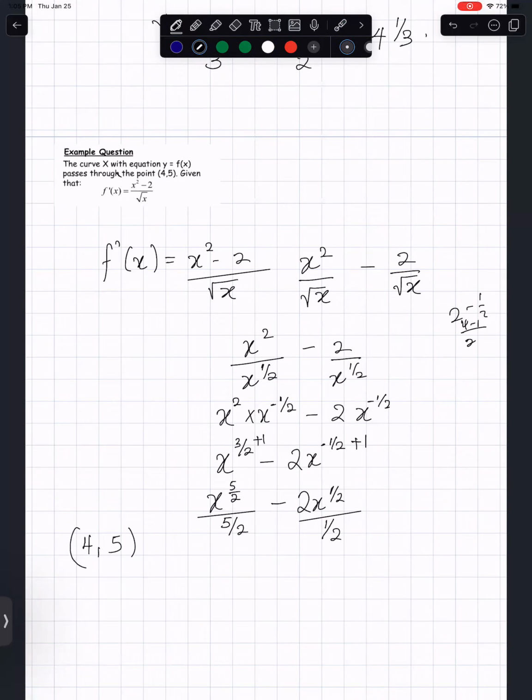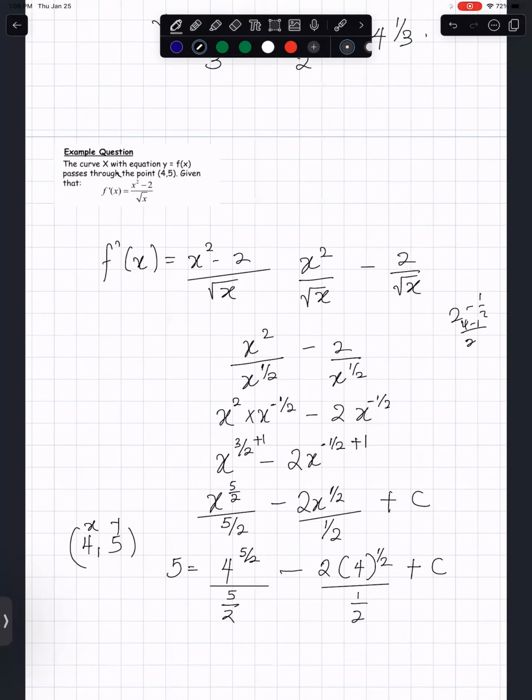That means at that point x is 4, y is 5. Okay, so I'll substitute that. That means 5 will give me x, which is 4, raised to the power of 5 over 2 divided by 5 over 2, minus 2 into 4 raised to the power of 1 over 2 over 1 over 2 plus c.